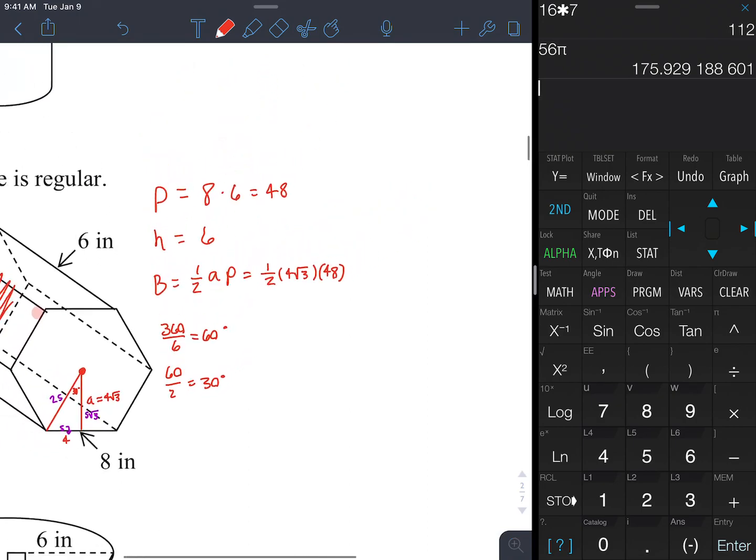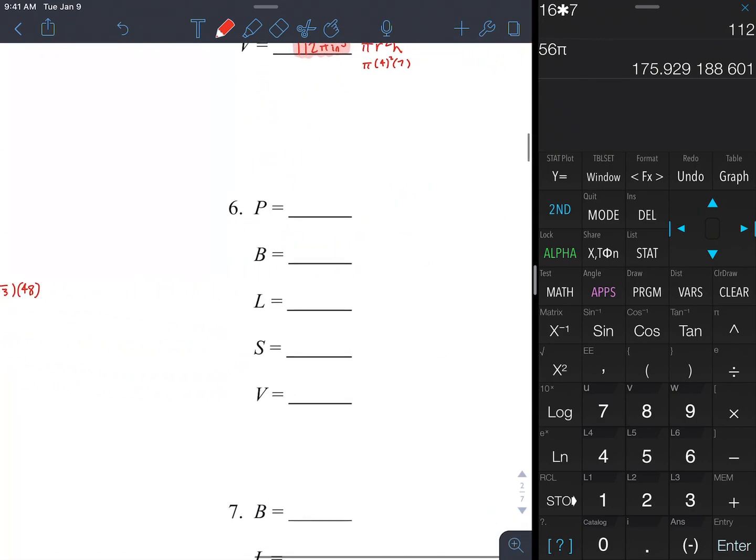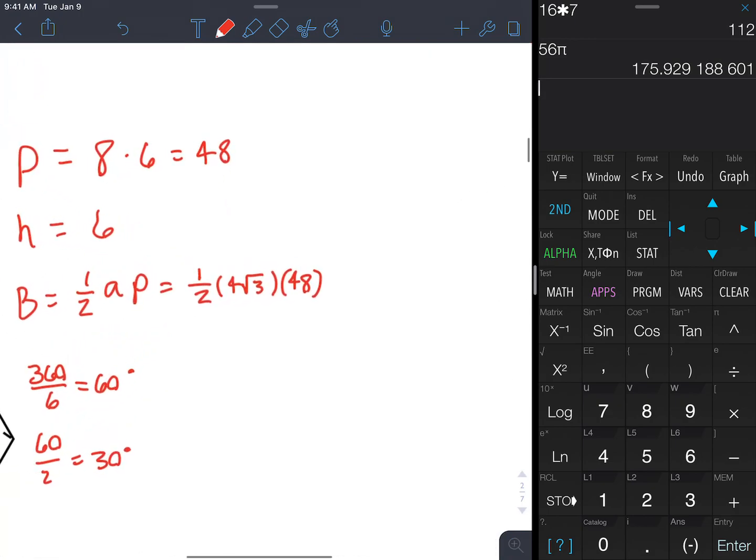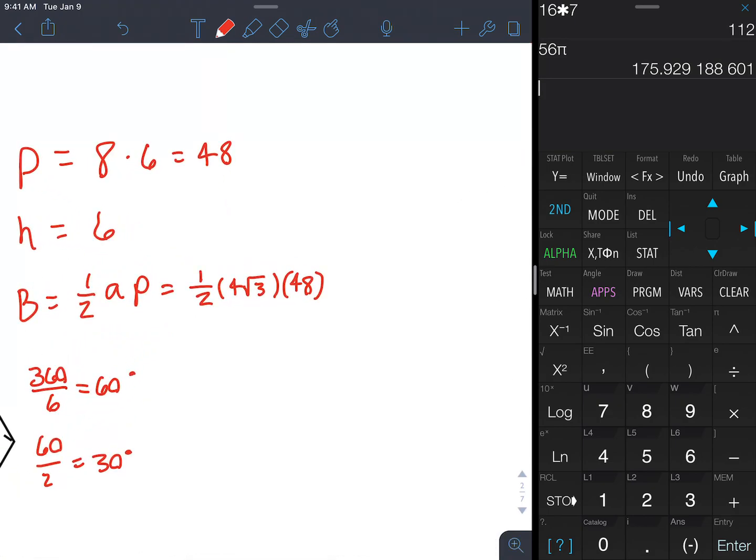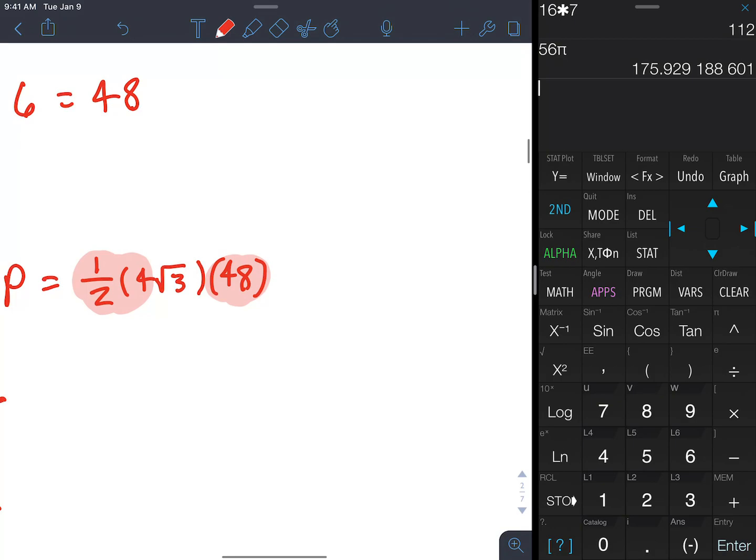All right, and then we will use all 3 of those pieces to go find the lateral area, surface area, and volume. Now, a couple ways you can do this. I'm not sure if your teachers are going to want you to round or keep the square root of 3 in your answer, so you might want to clarify with them. If you want to keep the square root of 3, you go 1/2 of 4, which is 2, and then 2 times 48, which is 96. So when you simplify, it's 96 square root of 3.